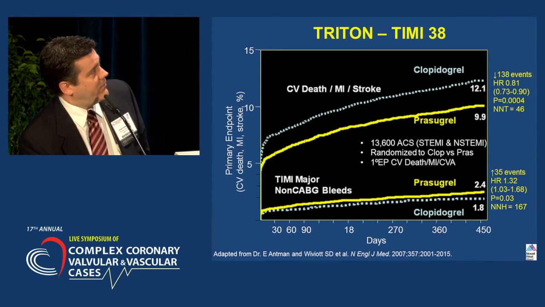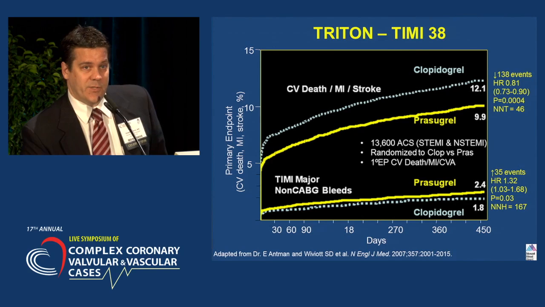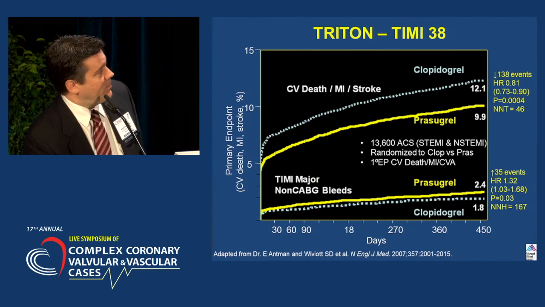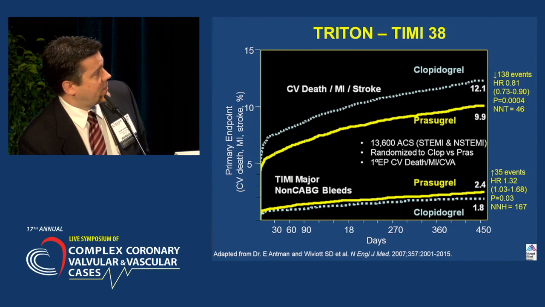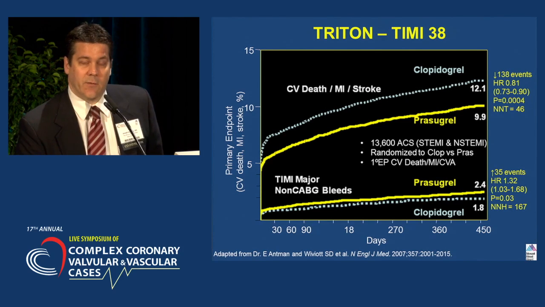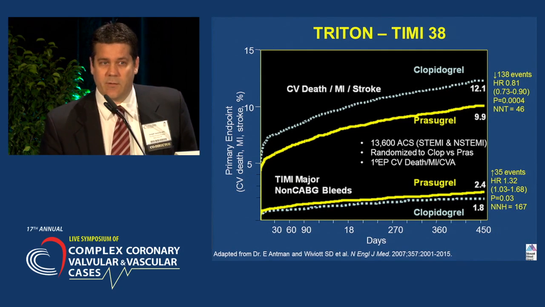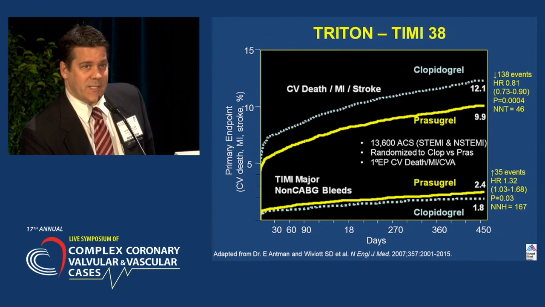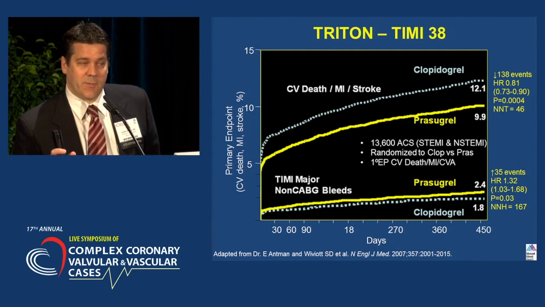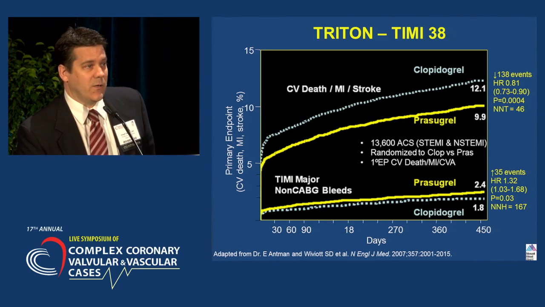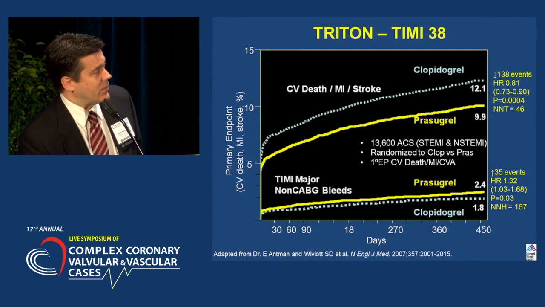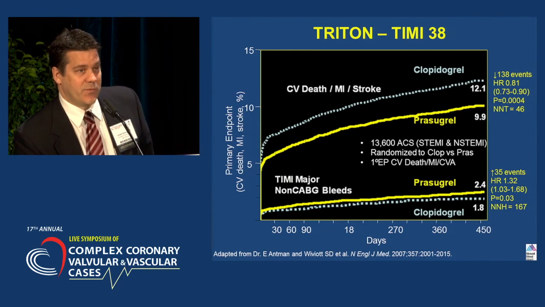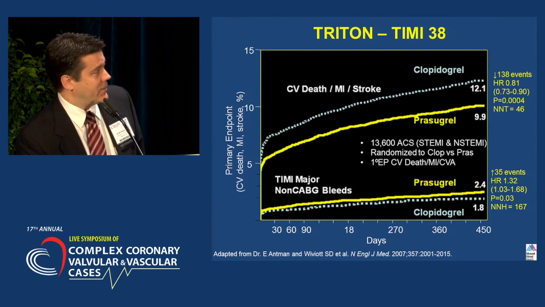So a very, very impressive, about a 25% relative risk reduction in primary endpoint. But it didn't come without a cost. The cost, as you well know, is bleeding. And there are 3 patients that should not get Prasugrel: those over the age of 75, a weight of less than 60 kilograms, or a prior TIA or a stroke. Those patient populations had a higher risk of intracerebral bleeding. So it can be a very dangerous drug unless it's used in the right patient.